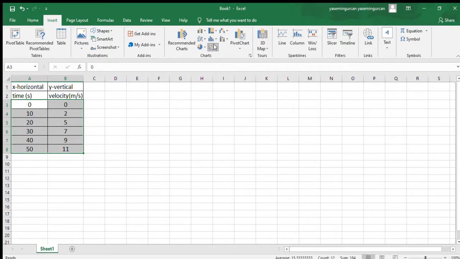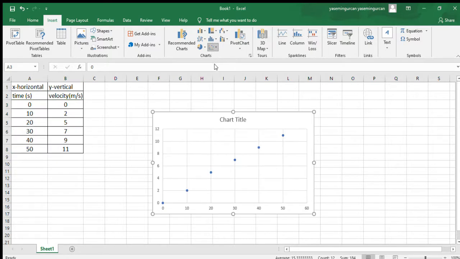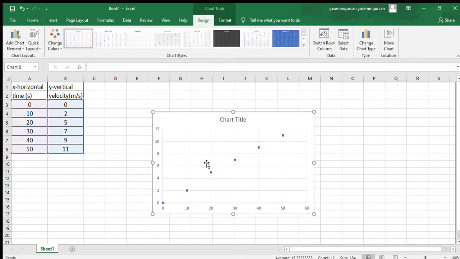Click on it, and I don't know why, but it doesn't appear in the video. I believe there are several choices, but the first one is the one that we'll be using, which is scatter. So you click on it.